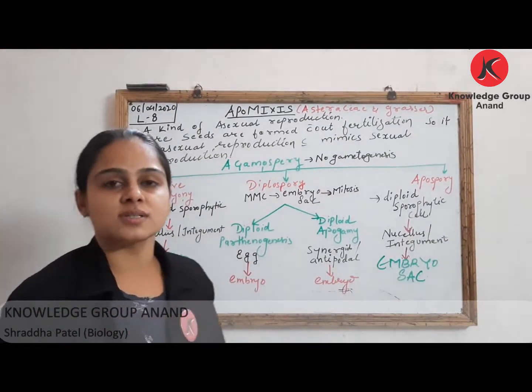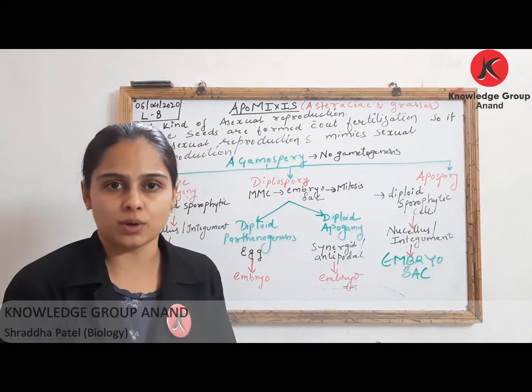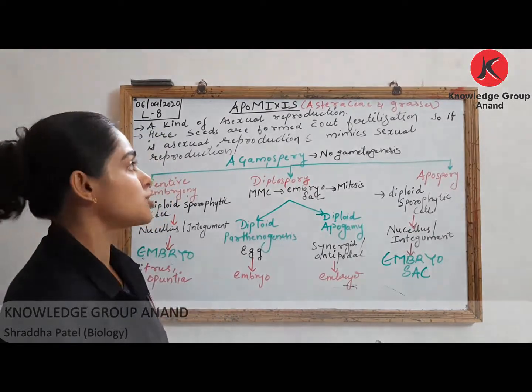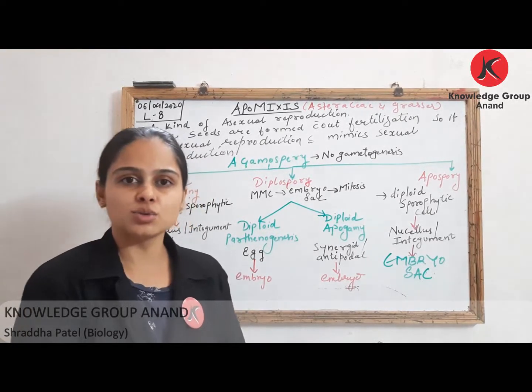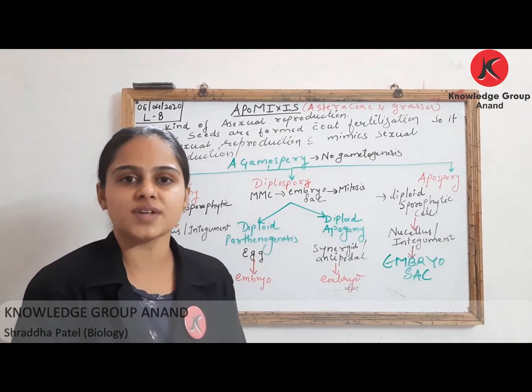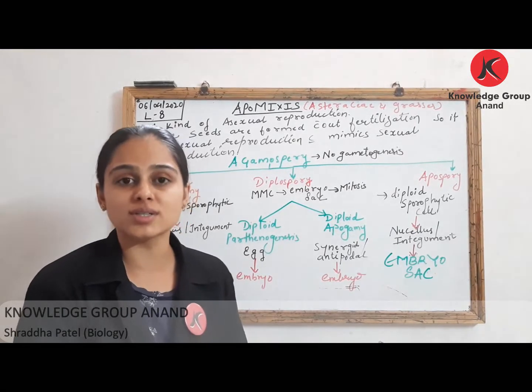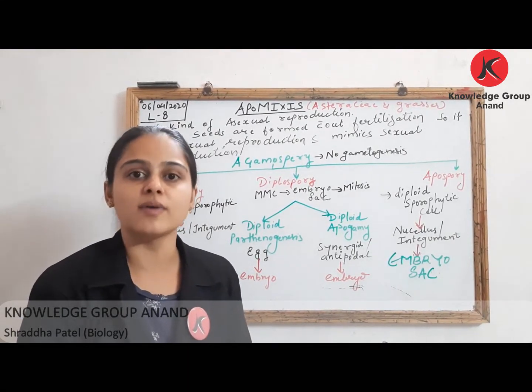Okay, so this is the last topic of your chapter number 2, that is apomixis and polyembryony. Right now we are going to focus on the process of apomixis. Now we have understood seeds, right? What are seeds? Seeds are formed as a result of sexual reproduction. So your seeds are a product of sexual reproduction. This we very well know.